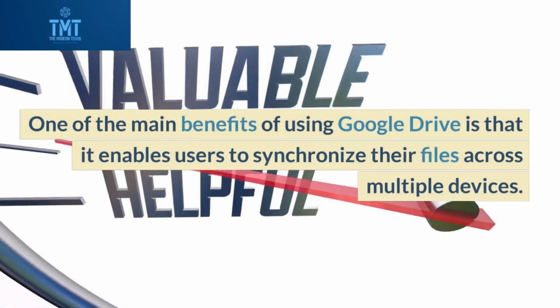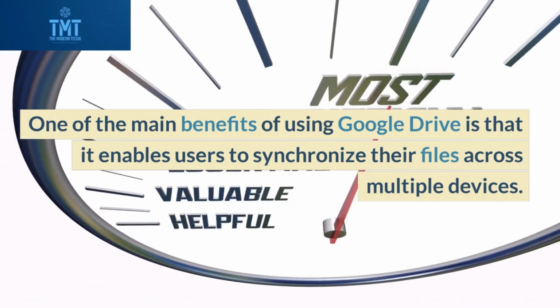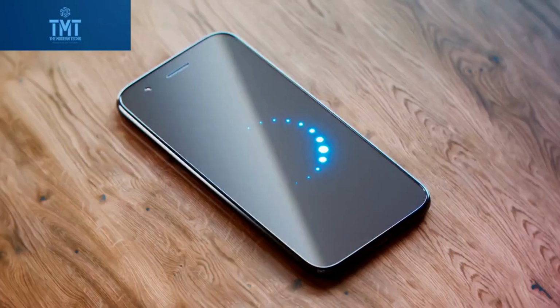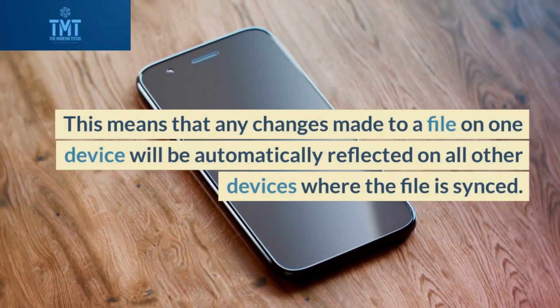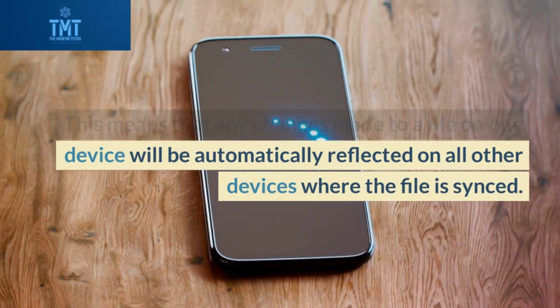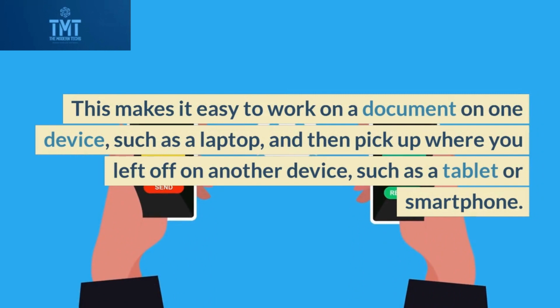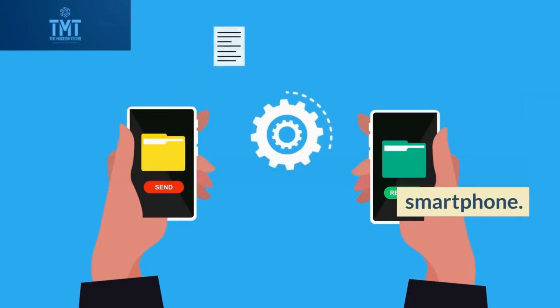One of the main benefits of using Google Drive is that it enables users to synchronize their files across multiple devices. This means that any changes made to a file on one device will be automatically reflected on all other devices where the file is synced. This makes it easy to work on a document on one device, such as a laptop, and then pick up where you left off on another device, such as a tablet or smartphone.